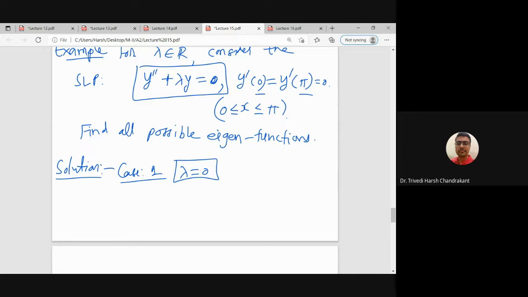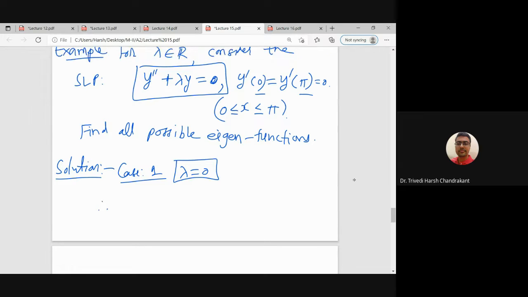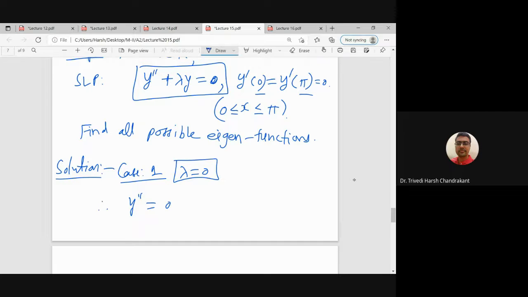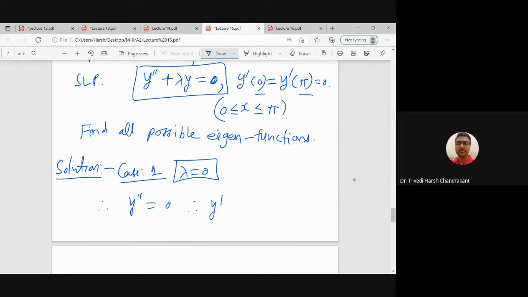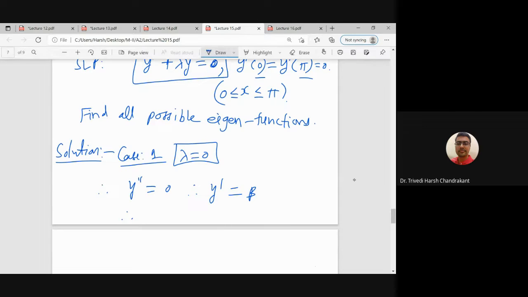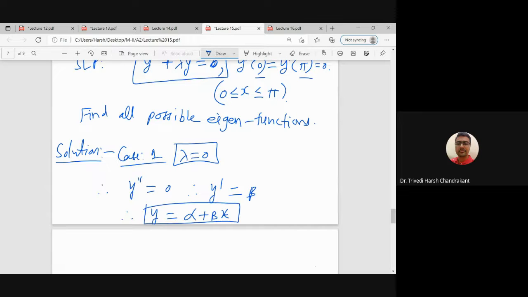lambda is 0. So if lambda is 0, if we substitute it in the equation, we get the corresponding equation is y double dash is 0. So that means we get y dash to be a number, let us say some number beta, right? If we integrate both sides, and similarly again if we integrate, we get this to be alpha plus beta x, right? So we get the solution corresponding to lambda 0.